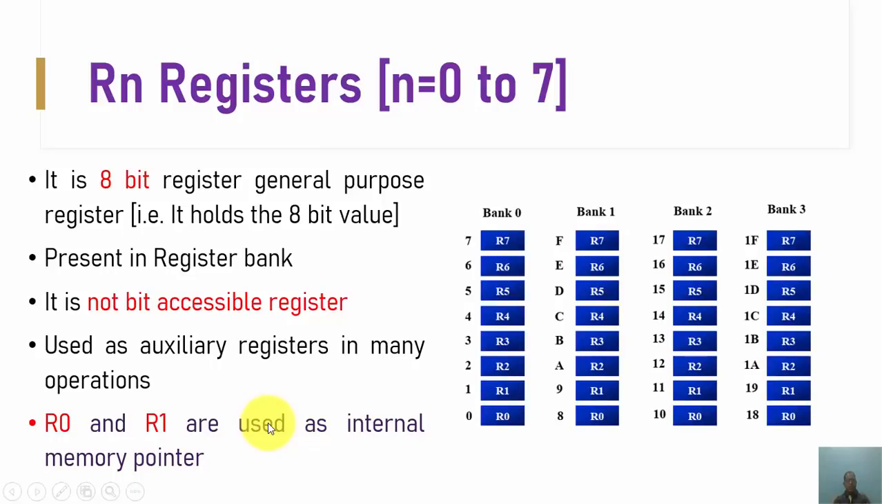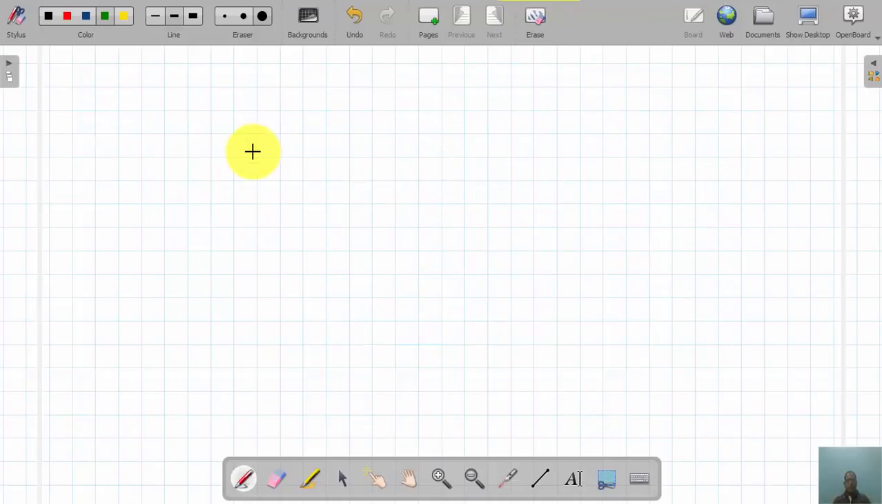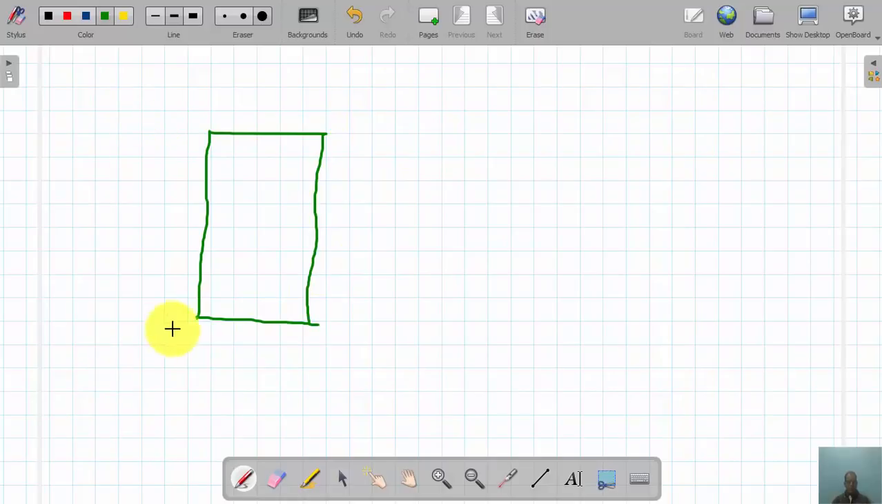Fine, okay. So now just pay attention towards the second statement, that is present in register bank. When we had a discussion about the memory architecture of 8051 microcontroller, we have seen that there is a total of 128 bytes of memory. Suppose this is the total 128 bytes of memory, which is going to start from 00H and end at 7FH.